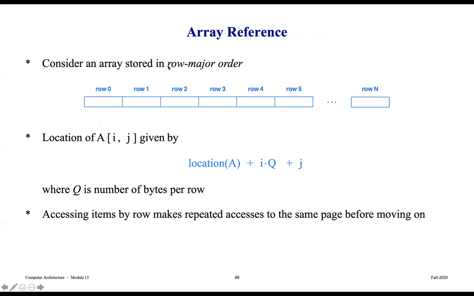So let's look at an array reference. Consider an array stored in row major order. And so we have all of these rows, 0 to n, and the location of A[i][j] is given by the location A plus i times q plus j, where q is the number of bytes per row. Thus, accessing items by row makes repeated access to the same page before moving on.